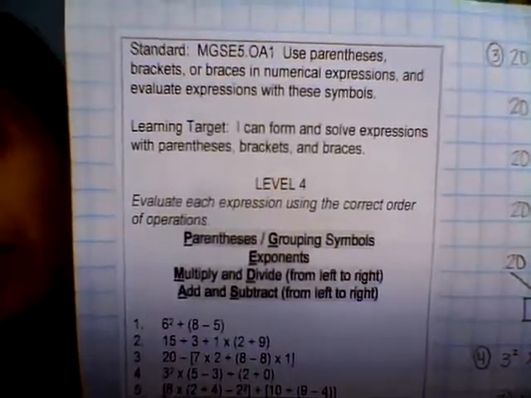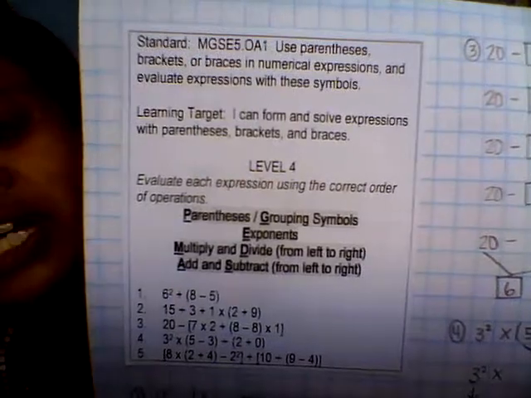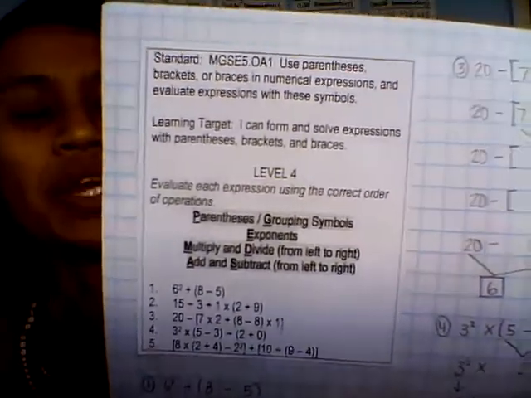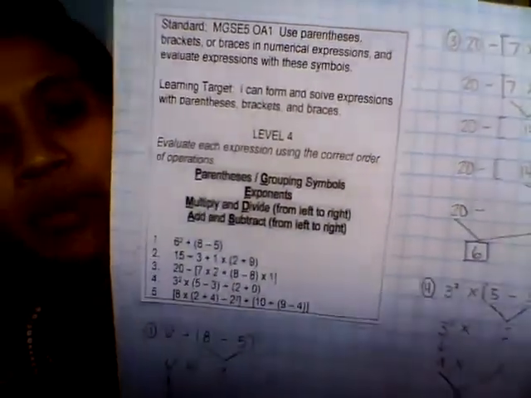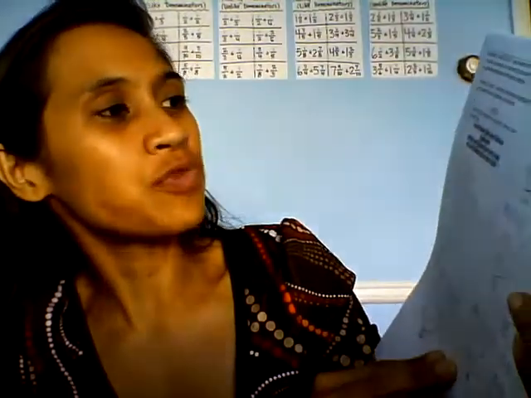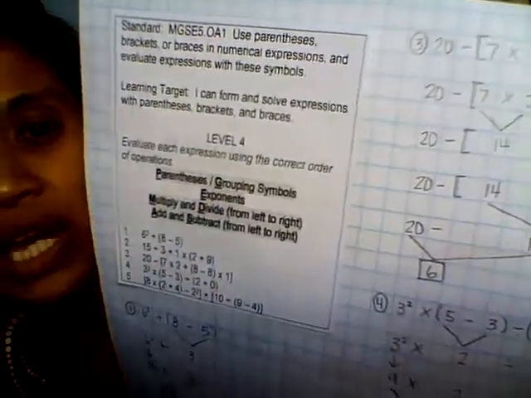All right, so read the standard with me. MGSE 5.OA.1: Use parentheses, brackets, or braces in numerical expressions and evaluate expressions with these symbols. All right, our learning target is: I can form and solve expressions with parentheses, brackets, and braces.